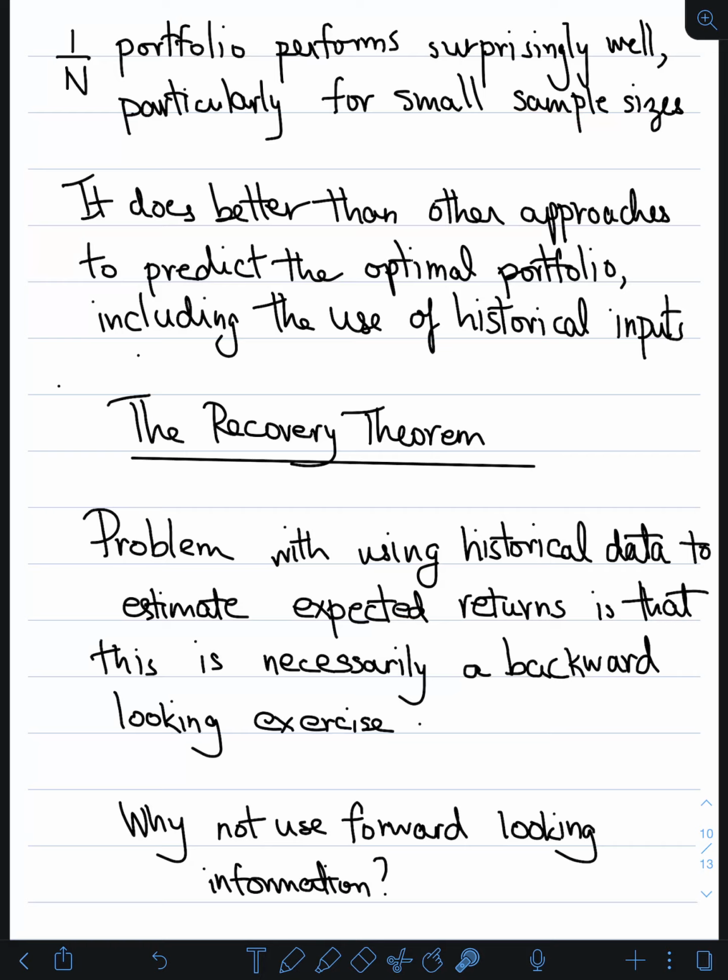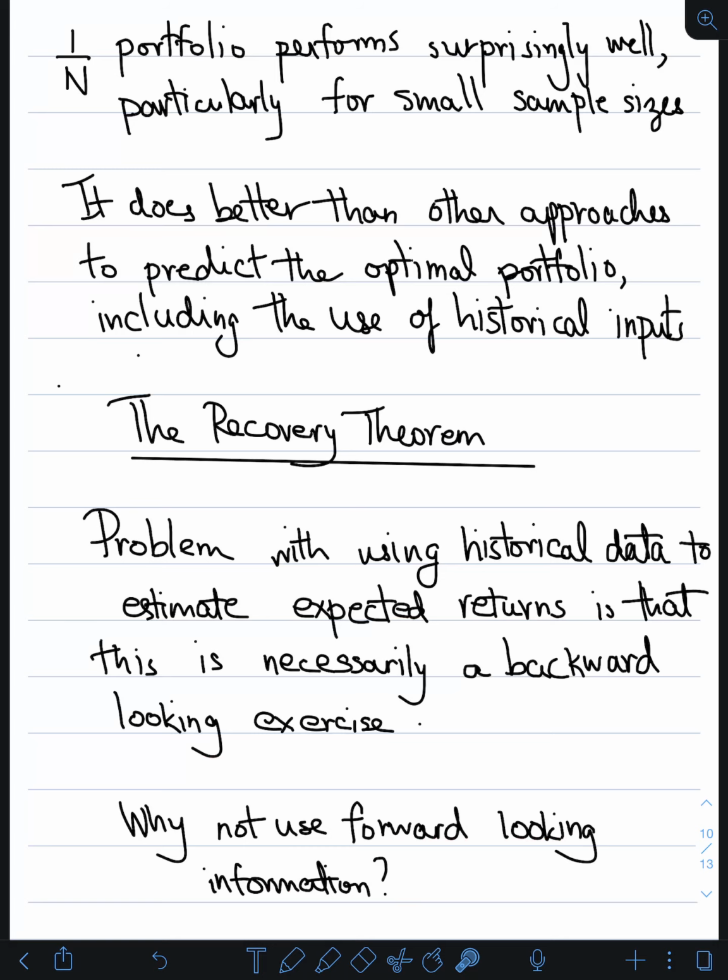So that leads us to the next topic, which is called the recovery theorem. Okay, so far all we've been talking about is using past information, using past data. Okay, the problem with using historical data to estimate expected returns is that it's a backward-looking exercise. Okay, we're always looking at something in the past and trying to say the future could depend on something in the past. Okay. Well, we have some assets that actually depend on things in the future. Okay, they're forward-looking information. So why not try to use forward-looking information to predict our future values?